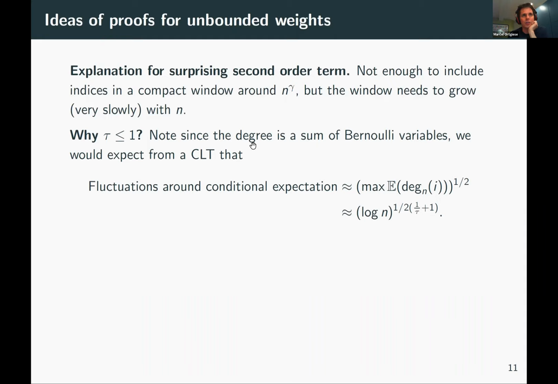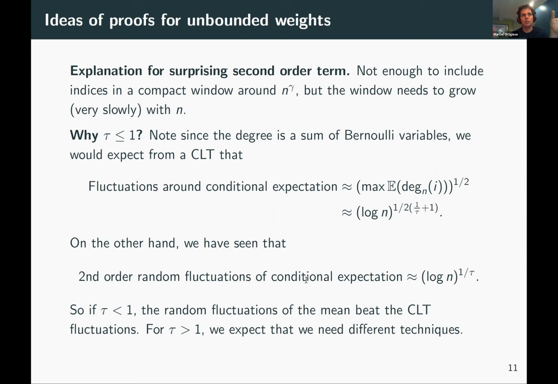And why is that? My heuristic for this is that the fluctuations around the conditional expectation, well, we're looking at a sum of IID random variables, right? So you should in principle have some CLT going on here. So the fluctuations should be of order the square root of the variance. It's a sum of IID Bernoullis, so the variance should be roughly the expectation. So the fluctuations around the conditional mean should be of order (log n)^(1/2), and then the first order of the largest expected degree. However, we've just seen that the second order fluctuations around the conditional expectations, just coming from these extra weights, have order (log n)^(1/τ), and I'm forgetting logs, etc.